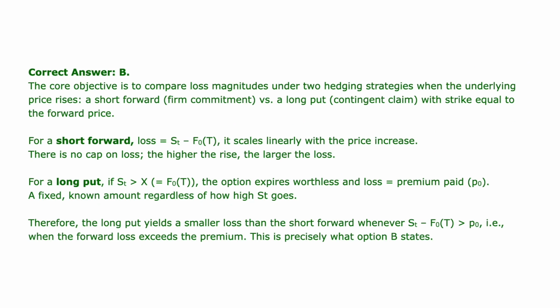The loss exposure. For a short forward, losses grow linearly with rising prices, no cap. For a long put, if ST is larger than X, the option expires worthless, loss fixed at premium. Long put limits loss to a known amount, the premium, while short forward exposes the investor to unlimited loss as prices rise. Long puts cap losses at the premium, whereas short forwards carry unlimited loss potential when the underlying price increases.